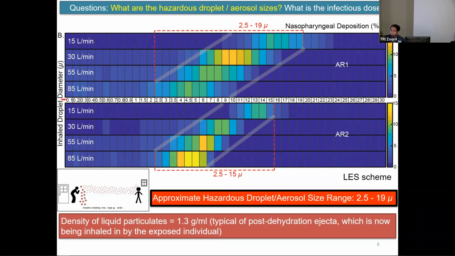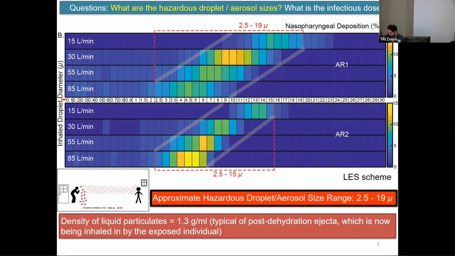So these are droplets which are supposed to be expelled by a host. Those droplets go out in the air, they undergo environmental dehydration, and now they are being inhaled by the exposed individual. So the material density should be higher than water, because when they're exhaled, they are made of oral fluids, mostly water, but as the water evaporates, the proteins and other constituents stay back. The density was assumed to be, based on experimental measurements from other papers, 1.3 grams per ml, and that is what we simulated for the particles. We stopped our simulation at 30 microns because beyond that, the droplets would be quite big and they would undergo prompt gravitational sedimentation.